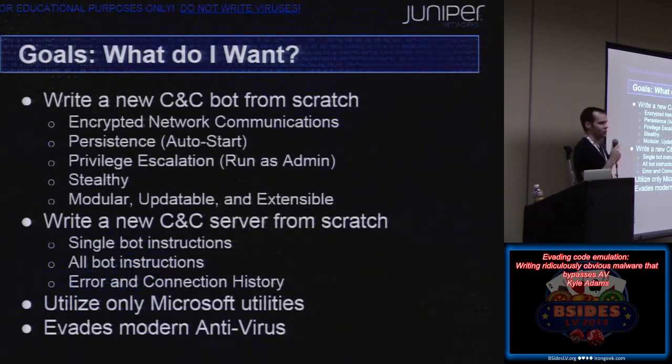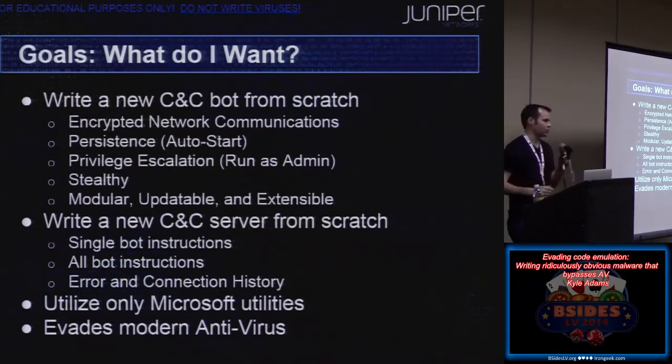But the goal of this whole talk was not to smuggle a CNC server through AV, so I didn't really spend a whole lot of time here, just being able to send an instruction to a single bot, or to all of the bots, and to get the error and connection logs from each of the bots. And finally, utilizing only Microsoft utilities, not because we have to, just because it's fun and kind of humorous that you can do all of this with just the stuff that's installed in Windows right when you load it. And, of course, evading modern antivirus so that we don't get caught.